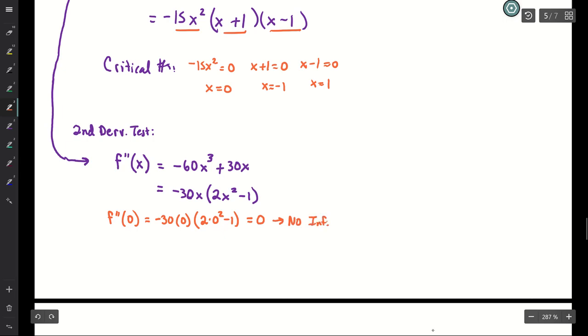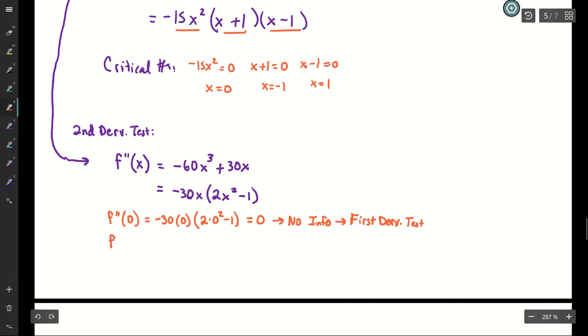Okay, and that also further means that if I'm going to find out if that's our possible relative max or min, I'm going to have to go back and use the first derivative test. And the first derivative test is where I do a number line test. So we'll do that here in a little bit.